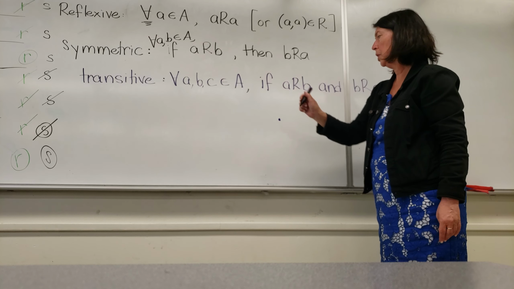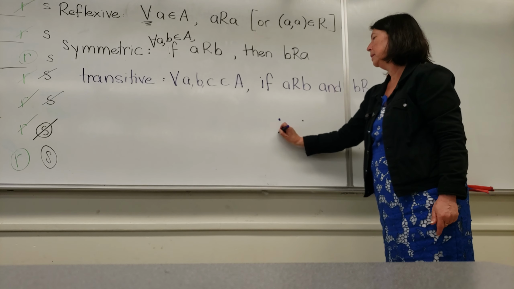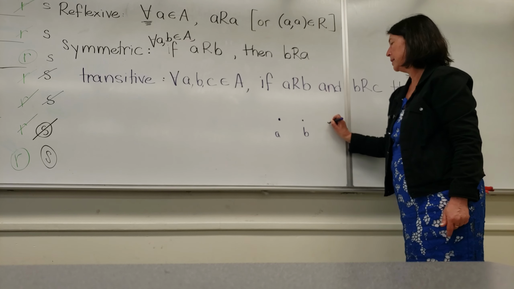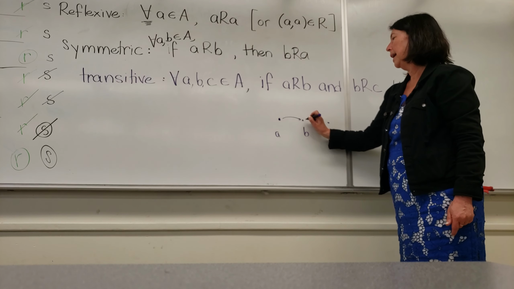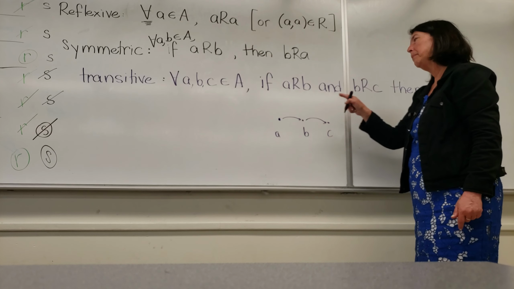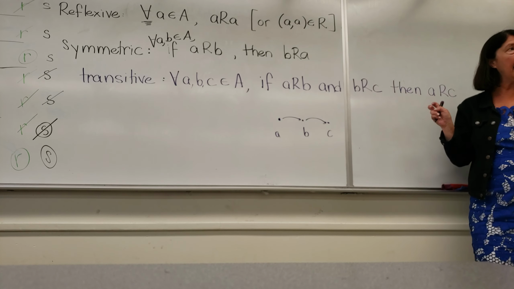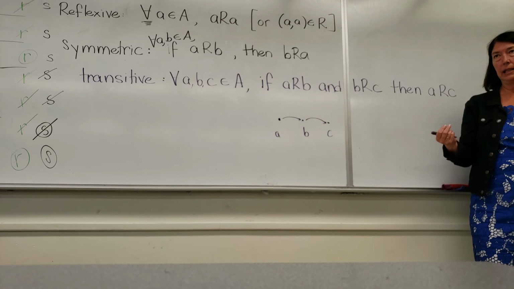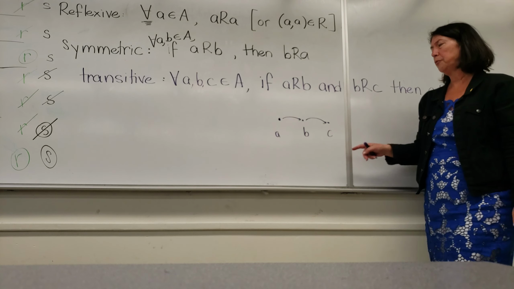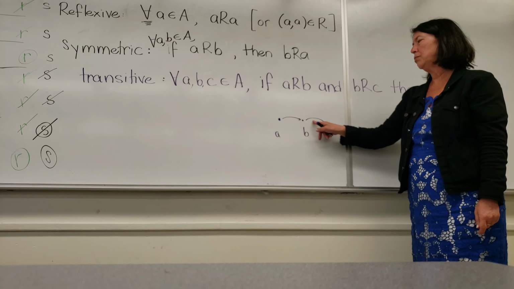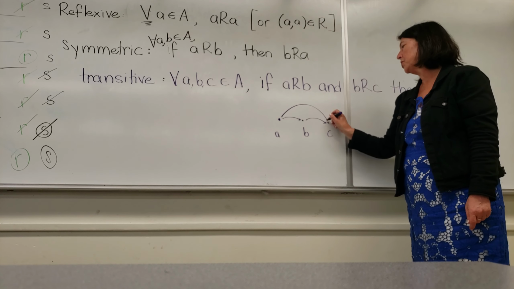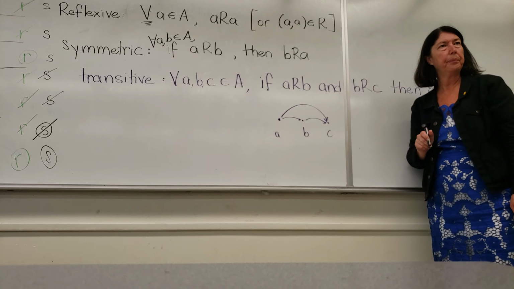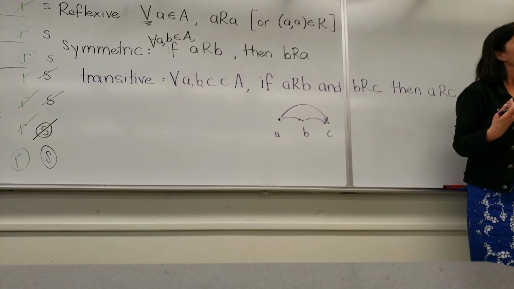It's trivial because we don't have enough points in the mix. But let me go A, B, C. So let me write down what I said. If A is related to B and B is related to C, that means there's a two-step path from A to C. The transitive property says if there's a two-step path from A to C, then there's also a direct path. And some relations have that.